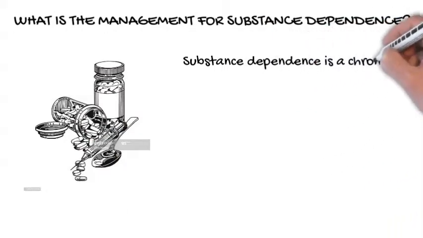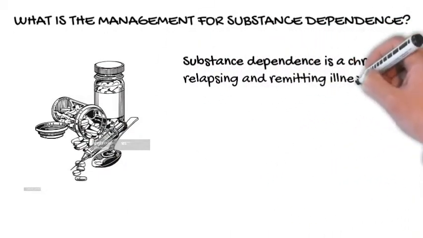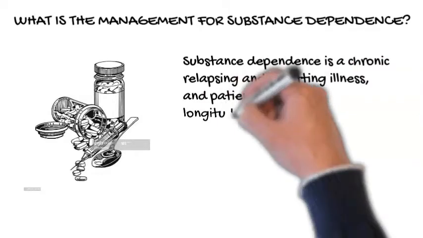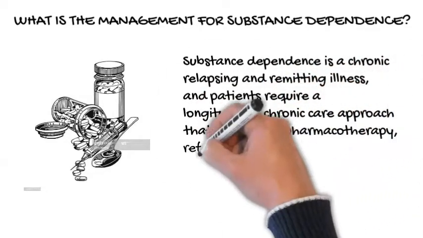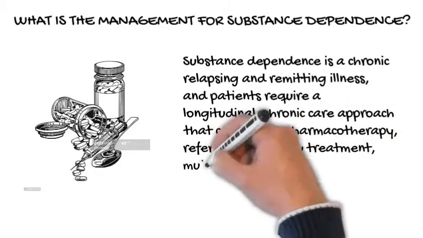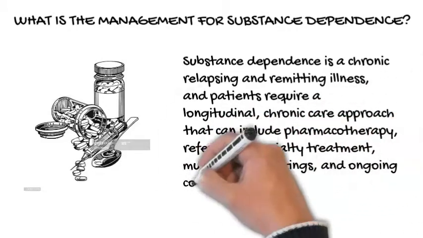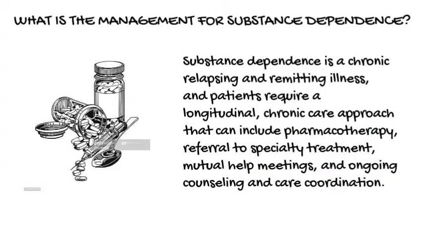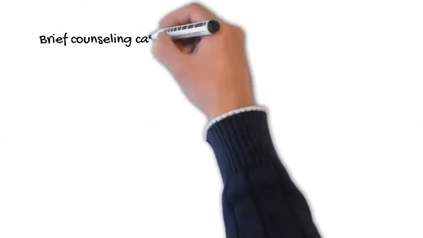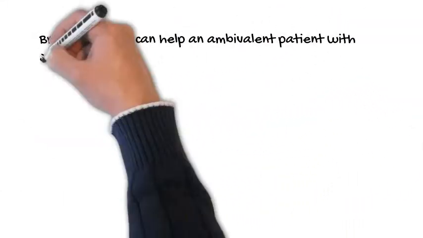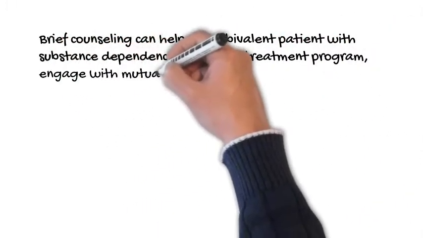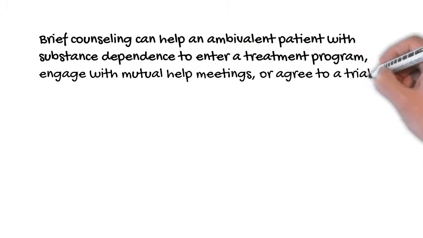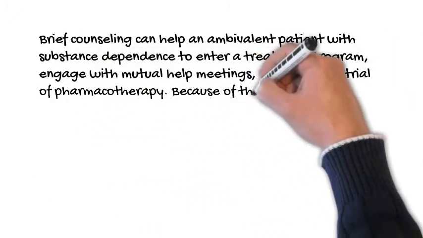Substance dependence is a chronic relapsing and remitting illness, and patients require a longitudinal, chronic care approach that can include pharmacotherapy, referral to specialty treatment, mutual help meetings, and ongoing counseling and care coordination. Brief counseling can help an ambivalent patient with substance dependence to enter a treatment program, engage with mutual help meetings, or agree to a trial of pharmacotherapy.